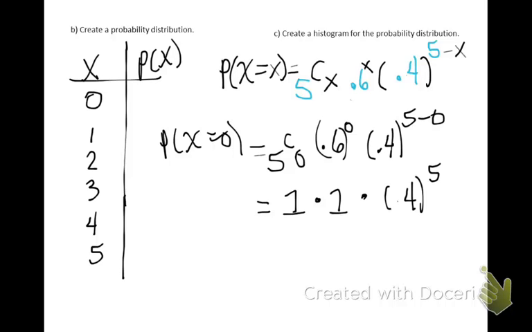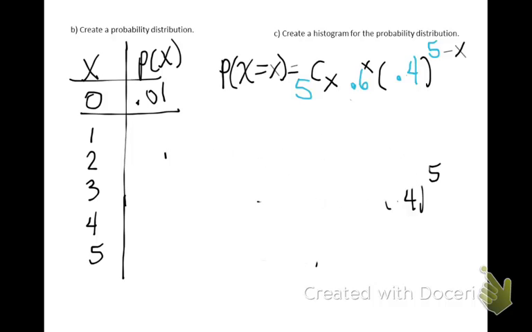And going to the calculator and typing in 0.4 to the 5th power, you'll get a rounded answer of 0.01. This is the value that we'll put in our probability distribution. We need to repeat these steps for all the values in the table. We'll use the calculator to do this.